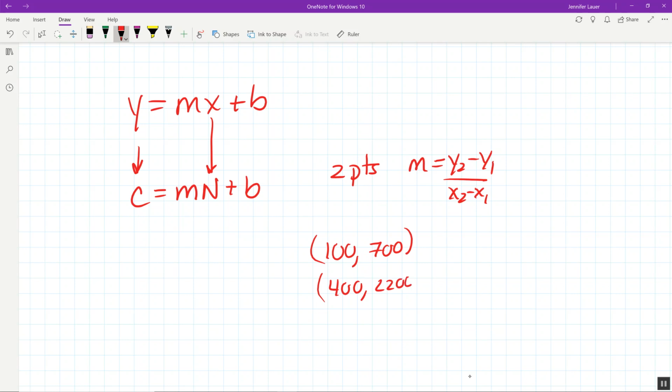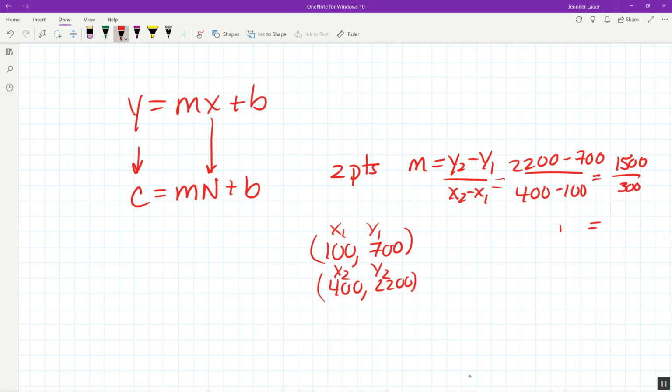Now understand, from here on out, I don't do it like the book does it. I do it a little bit simpler, I think. So if you are looking at the way the book does it, it's not going to match up with the way I do it. So I'm going to take this and plug in what I know. I know 2,200 minus 700 over 400 minus 100. So that's going to be 1,500 over 300. So our slope actually is just a 5.